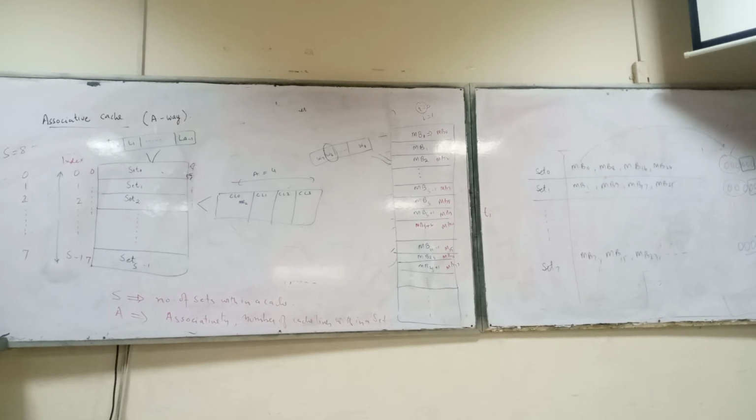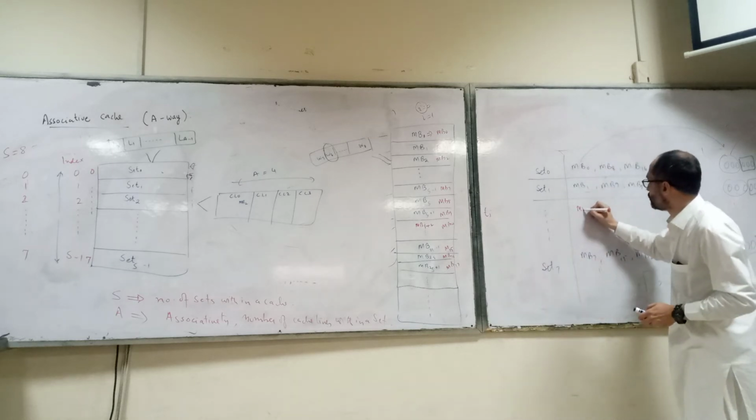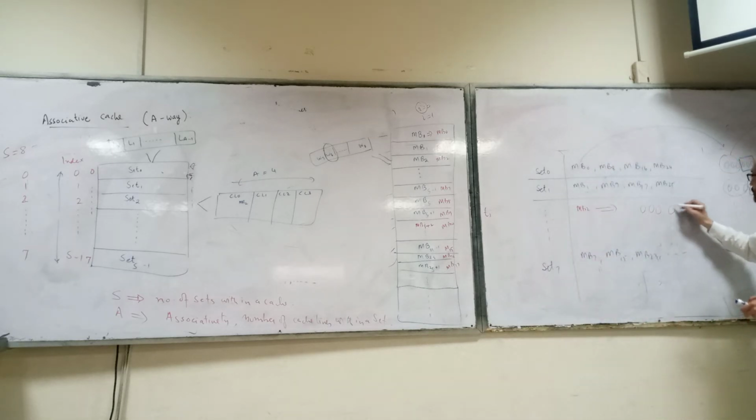The index field. What is the index field? In this case, if you look at memory block 2 and go to its binary, it will be 0, 0, 0, 0, 1, 0. So the index field specifies that it will go to set 2. But now we have another field, called the tag field.